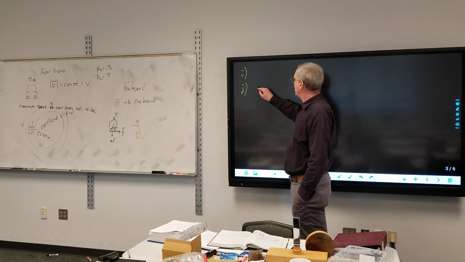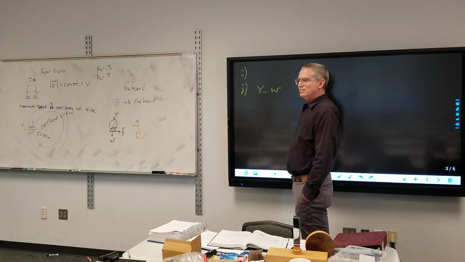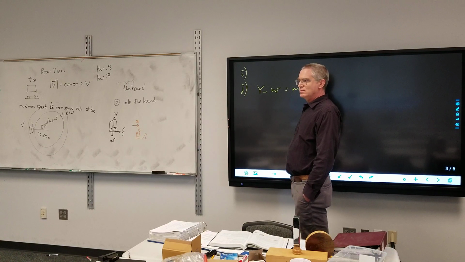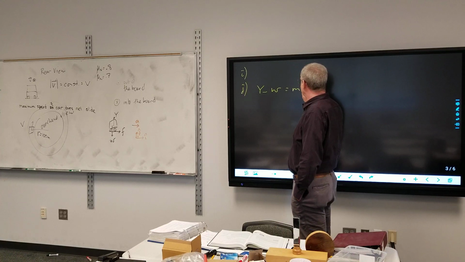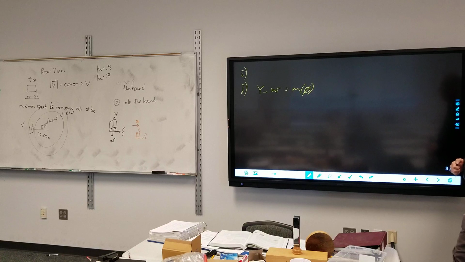Normal minus weight equals the mass times 0. It's on flat ground. All right, one down. Patrick got the easy one out of the way. Now he's giving the rest of you an opportunity to show off.